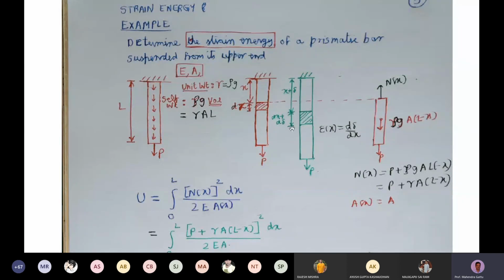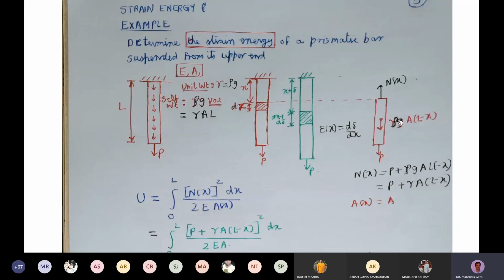And now for this small segment, we'll find out what the axial force is. So we cut a cross section there, and we'll look at the bottom part. So this is the bottom part. There are two loads. One is the axial load downward, and the other is the gravitational load downward. So gravitational load is gamma into volume. The volume of the bar is length of the bar into area. So this is x, so this length will be L minus x. So L minus x into area. Gamma is also written as rho g. Both are the same. And so this load is acting downward.